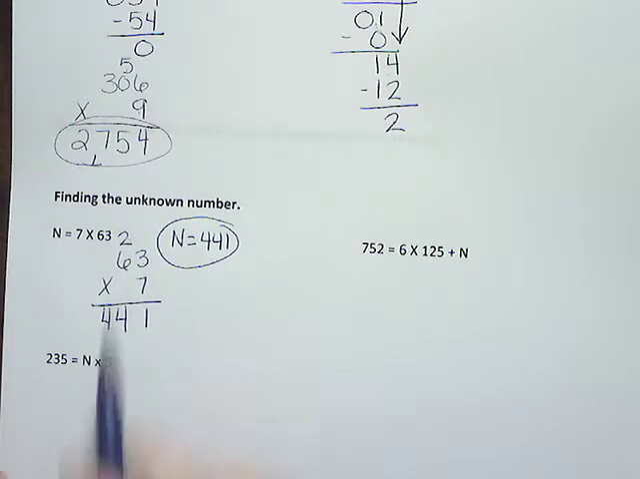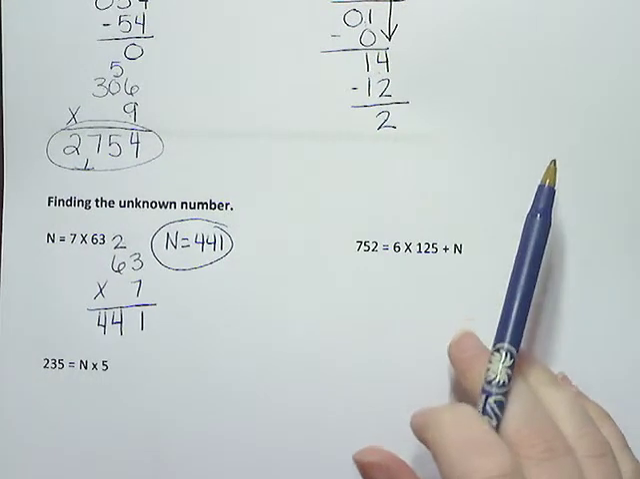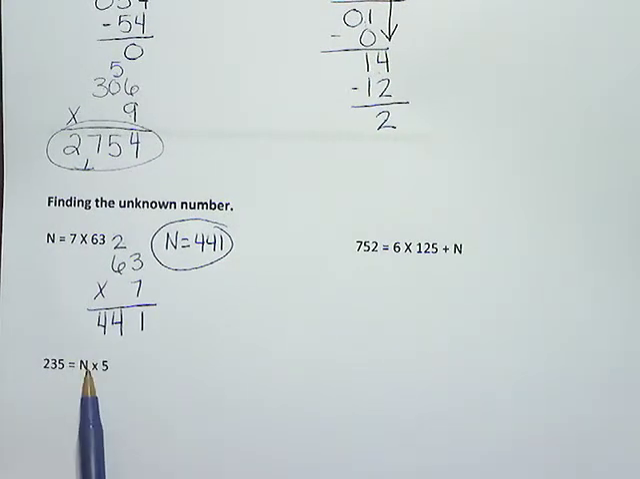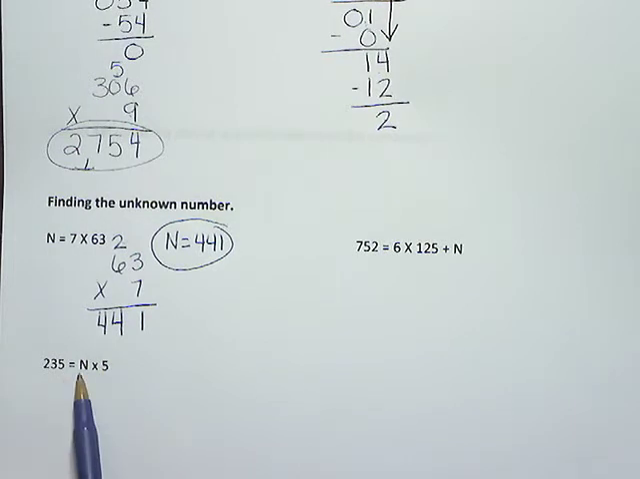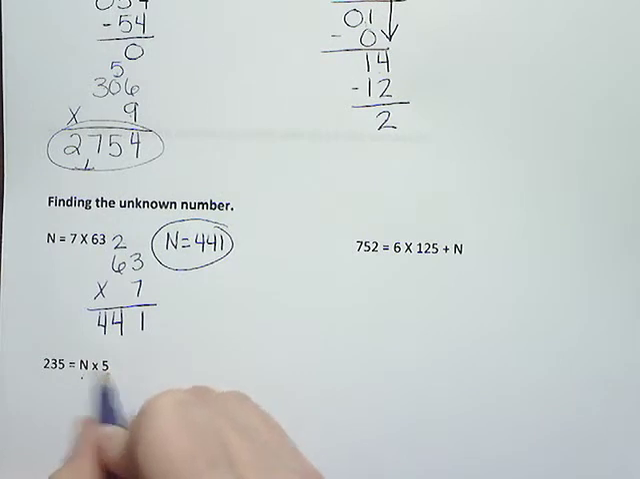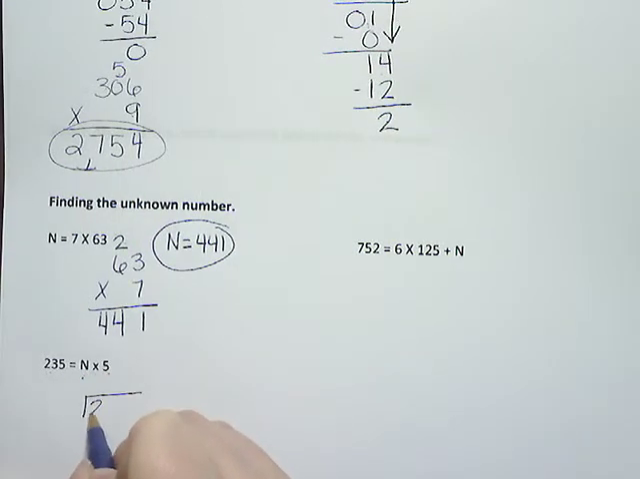Okay? The next one that you see down here is n times 5 equals 235. Well, if we remember that multiplication and division are opposites of each other. So whatever you multiply to get an answer, you can always divide that by one of the factors and it will give you the other factor. So if I need to find out what n is, n times 5 equals 235. So that means if I divide 235 divided by 5, I will find what n is. Because division is the opposite of multiplication.